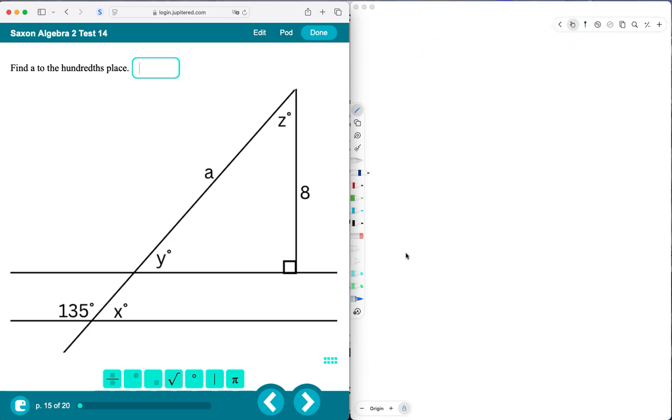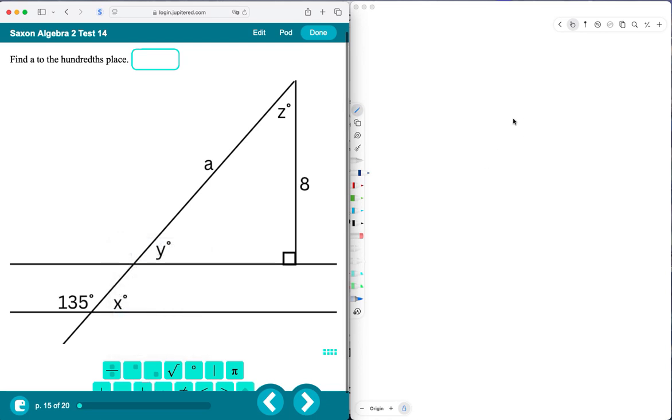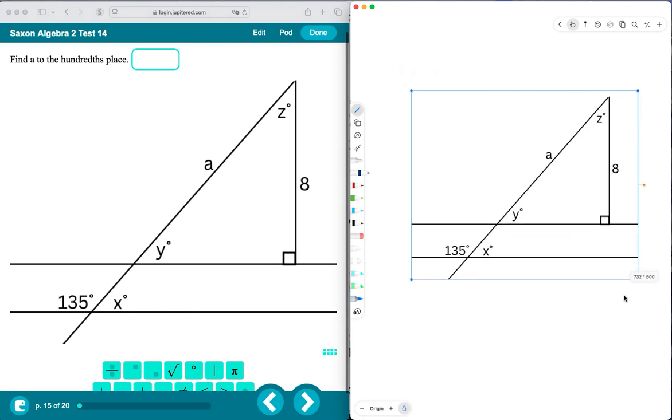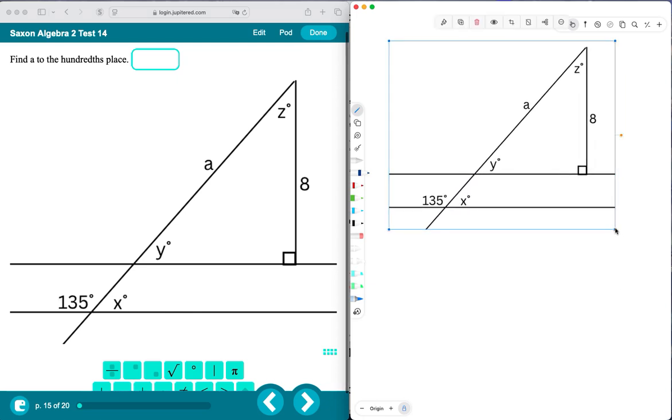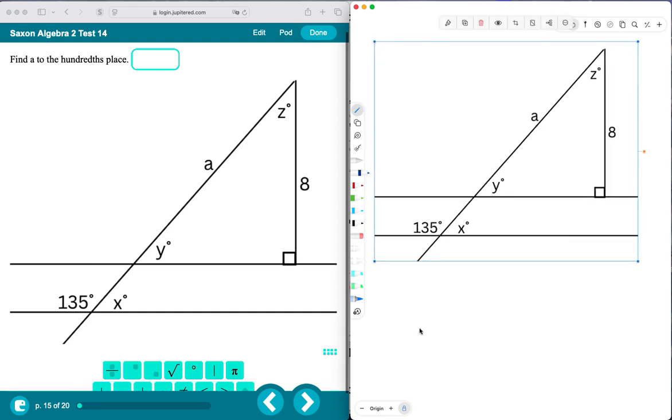Anyway. All right, find a to the hundredths place. In order to find a, I have to find one of these degrees of measure so that I can then use Pythagorean theorem. And I'm going to need to find z because I have a measurement here, right? So if this is 135, I'm going to just copy it over here so that I can write on it, because it will help you more than anything to see me write on the structure. All right, so here's that.